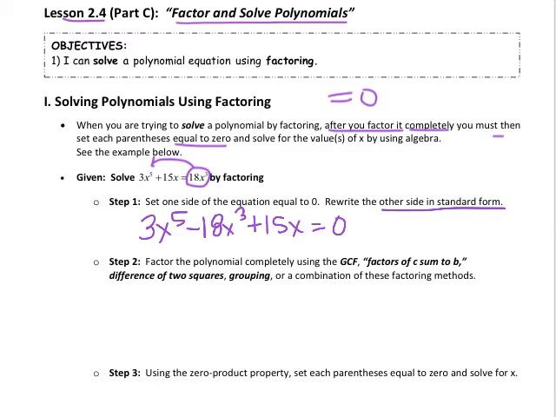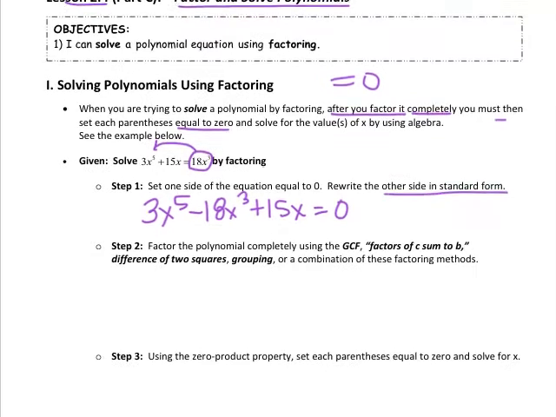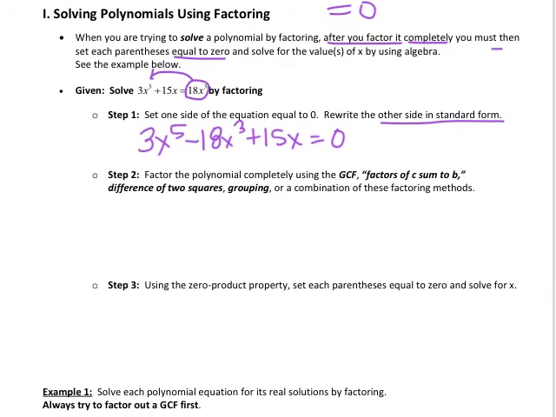All right, and because we're setting it equal to 0, that means that we're going to find out an actual value for x. We're not just going to factor. We're going to take it one step further and actually find out what x is equal to. And now we can factor the polynomial completely using the greatest common factor, or we can do factors of c that sum to b, or we can use difference of two squares, or grouping, or whatever method is necessary for us to get it all the way broken down in our factored form.